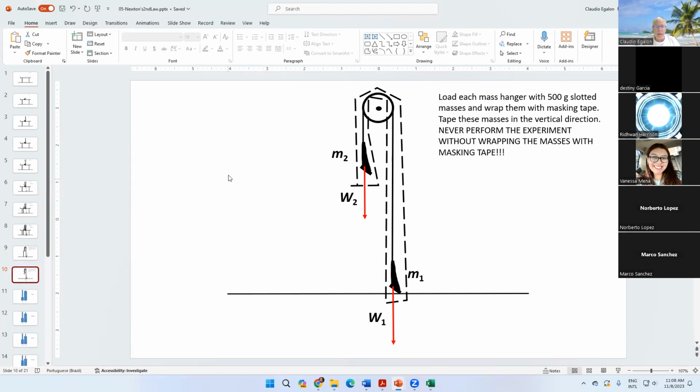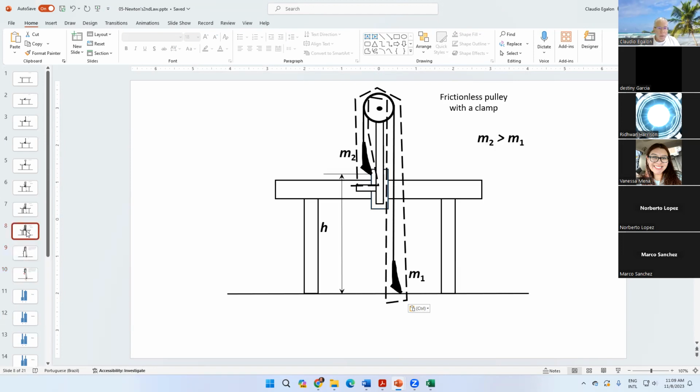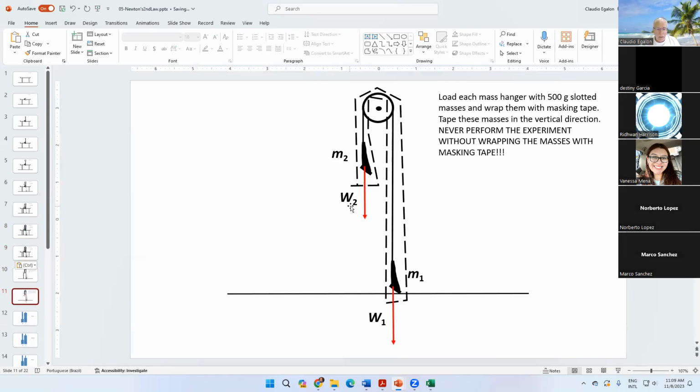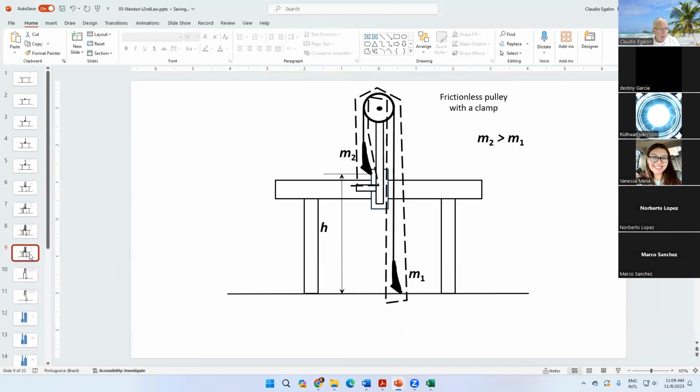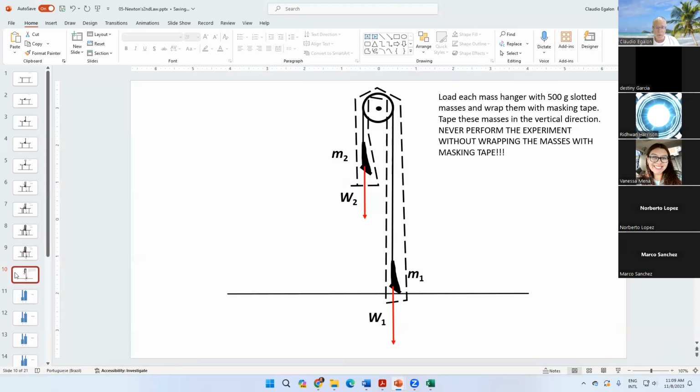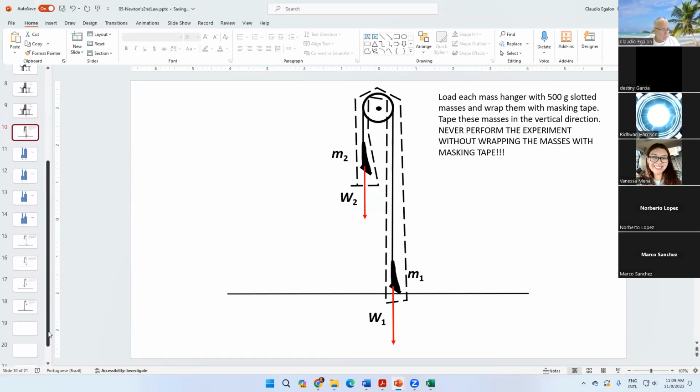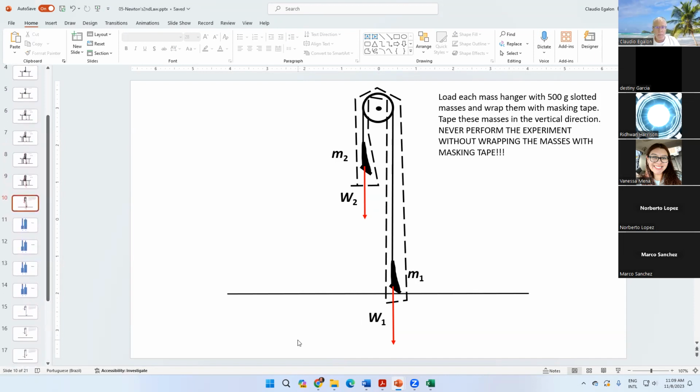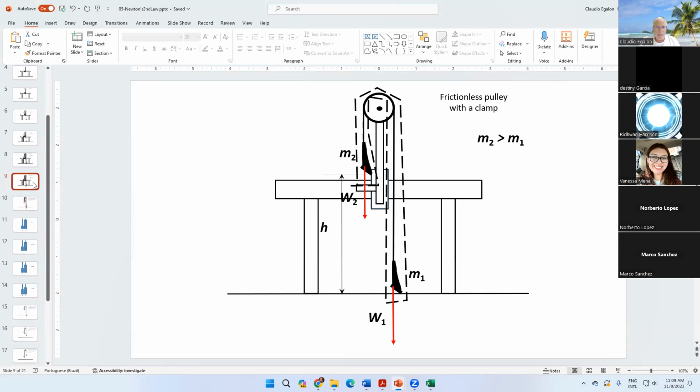Here's the weight, right? The forces applied to my system. Here are the forces applied to my system, W1 and W2. Weight 1 and weight 2, right? What you gotta do now, because weight 1 is greater than weight 2, the system is gonna rotate in the counterclockwise direction, okay?